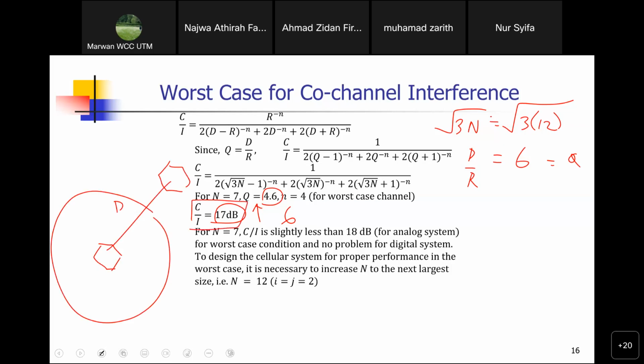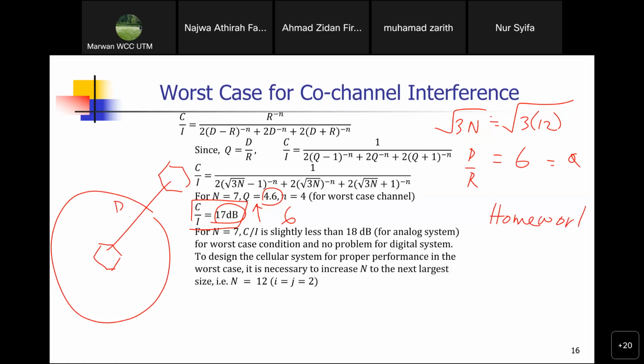So for the worst case scenario, that is why for GSM, our 2G, the most popular cluster size is 7. So they are using 7. How about if they are using 4? So this is homework. I would say you can try.